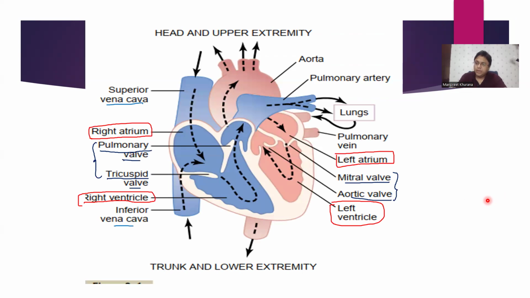Today we'll be taking a very basic topic, which is basic circulation of the heart. This topic is important if we want to understand anything related to the heart, like the cardiac cycle. So after this topic, we'll be discussing the cardiac cycle. In this topic, we are discussing how the four chambers of the heart look and how the systemic and the pulmonary circulation take place.